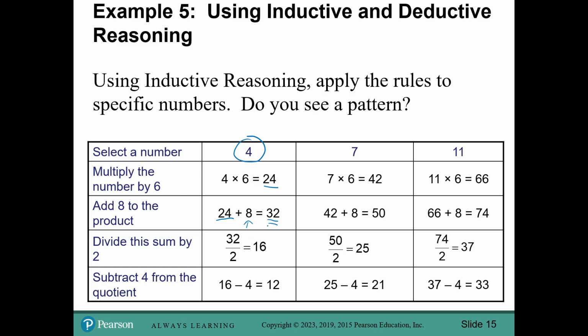Now, we are going to take that sum and divide it by 2. So we're going to divide 32 by 2 and get 16. And then from that, we are going to subtract 4 from that quotient, being the 16. 16 minus 4 is 12. So we've gone through a whole process here. Now, if we use the number 7, we can do the same process. Here we multiply by 6, we get 42. We add 8, we get 50. We divide 50 by 2, we get 25. And then we do 25 minus 4 and get 21. The same process is also done over here to number 11.